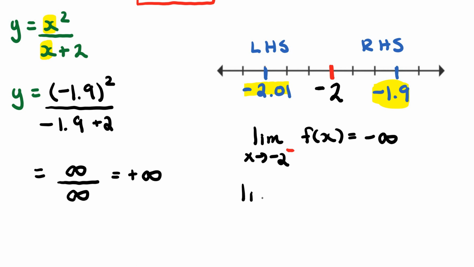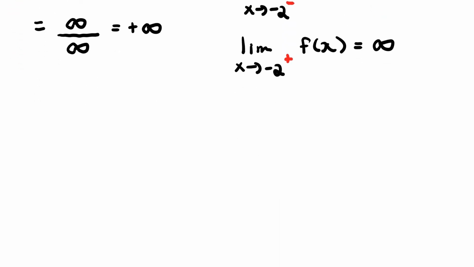So if I write a limit statement here, the limit as x approaches negative 2 from the right-hand side of the function, I'll use f of x for short, that's going to be positive infinity. Okay, so that's the behavior of my function on the left-hand and the right-hand side of that vertical asymptote. And what we're going to do now is I have a graph here that we can look at to verify our results here.